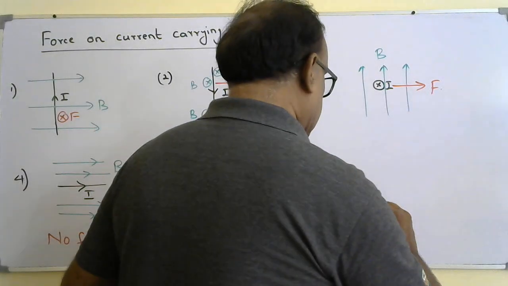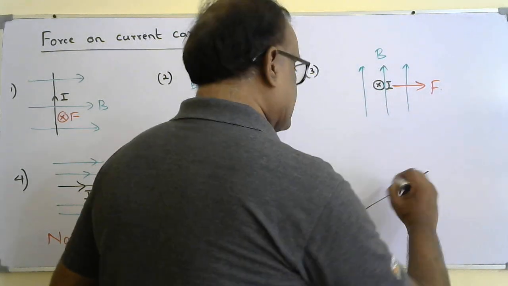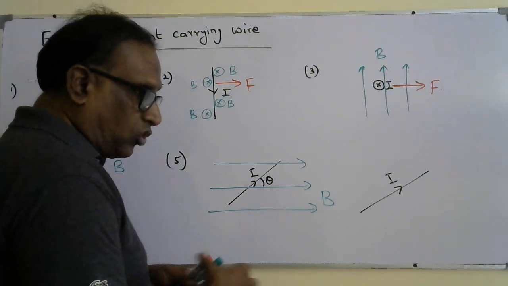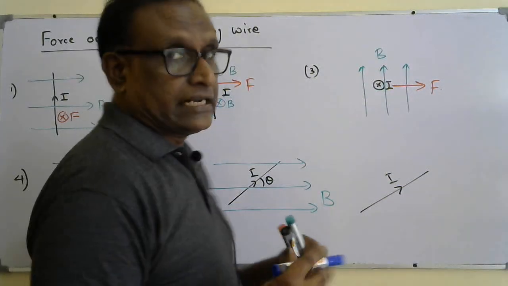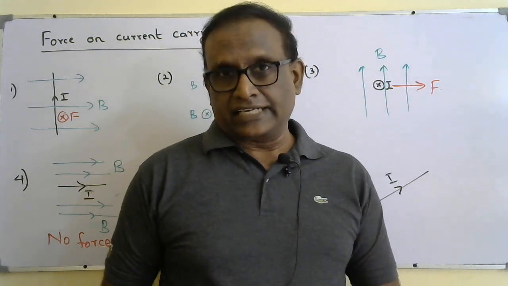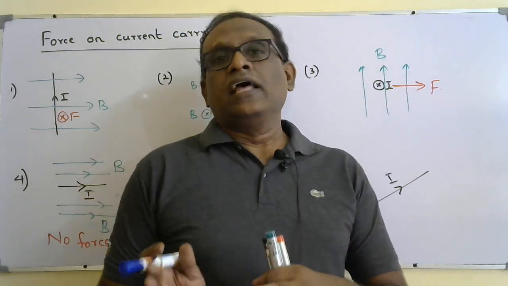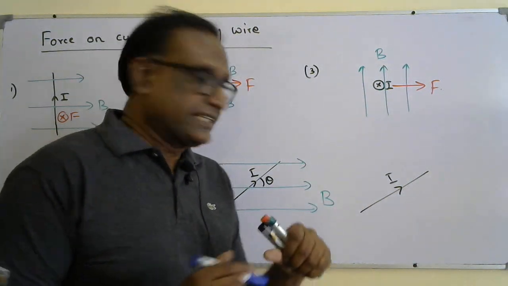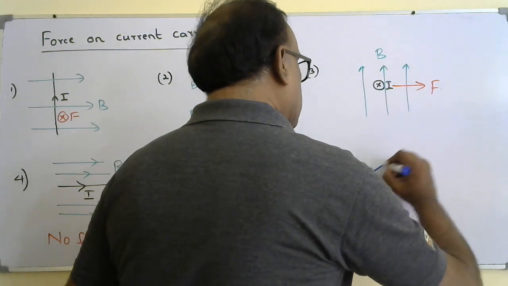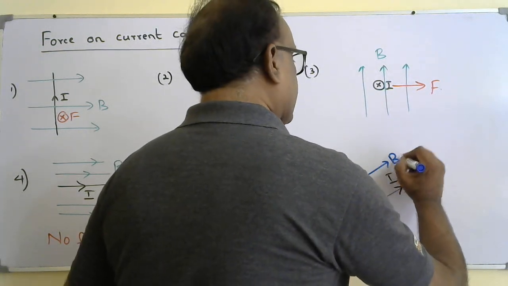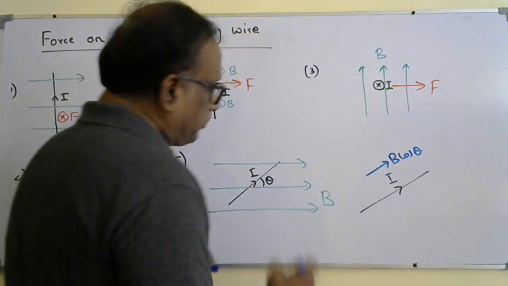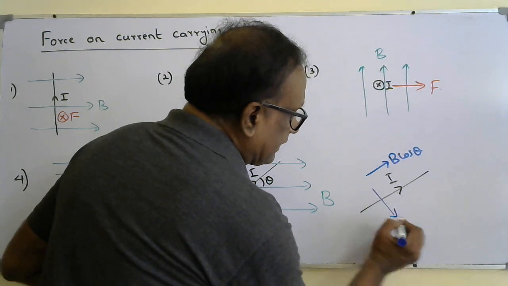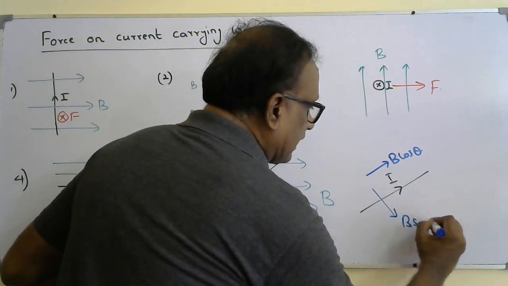So I can consider the current same as earlier. The magnetic field along the direction of current flow will have a component B cos theta, because magnetic field strength is a vector quantity. I have not yet defined the magnetic field strength, I'll define it, but you should know that it is a vector quantity. So the component parallel to the current is B cos theta, and the component perpendicular to the current carrying wire is B sin theta.